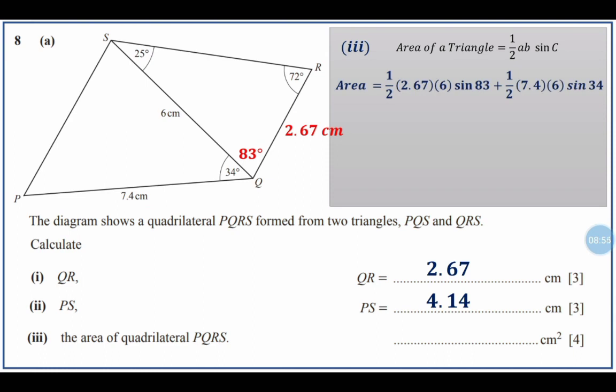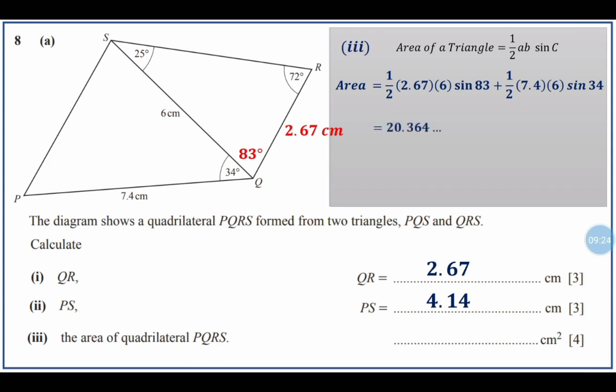You will have the area of the quadrilateral, which is 1/2 times 2.67 times 6 times sine 83. And then you add the area of PQS. So this triangle, 1/2 times 7.4 times 6 times sine 34. Plug it into your calculator. You will get 20.364.